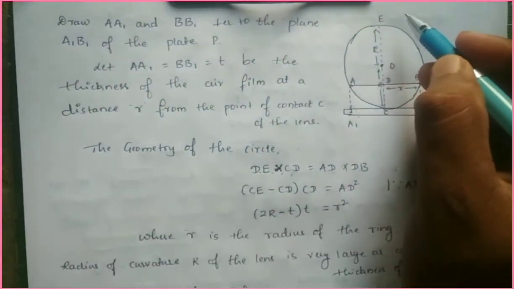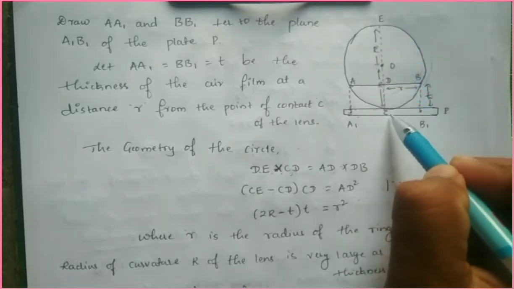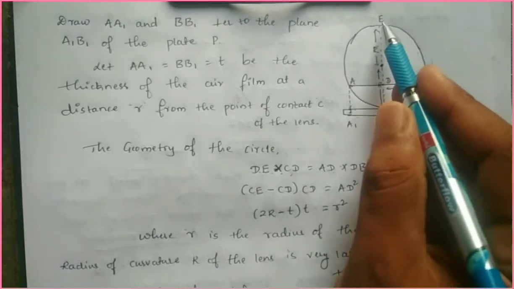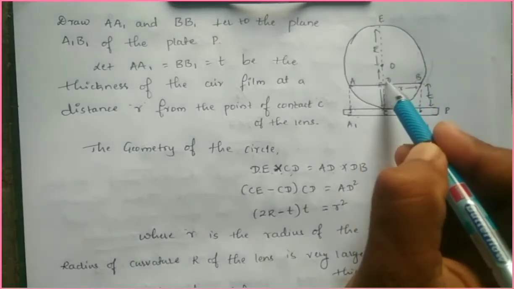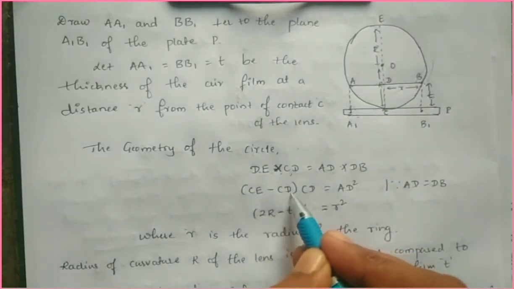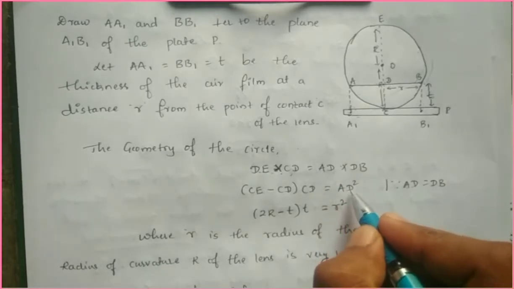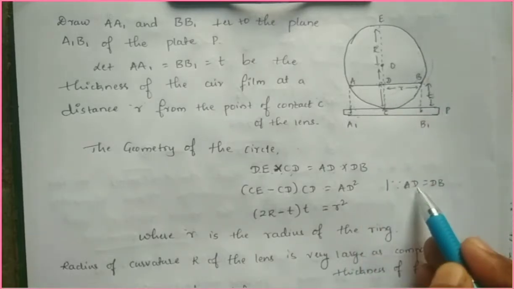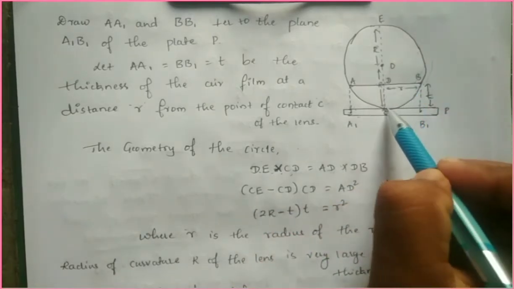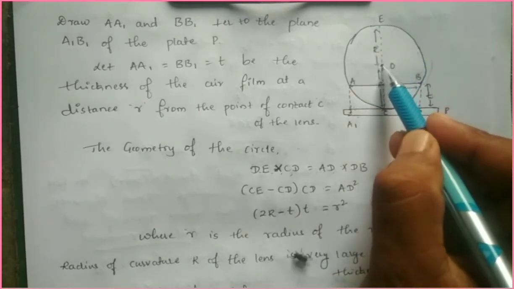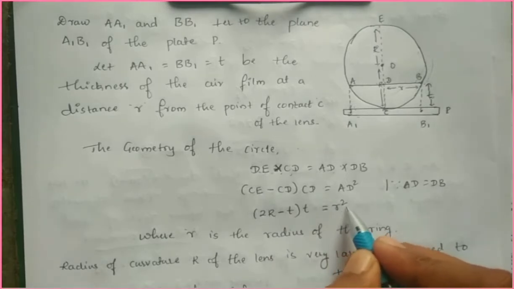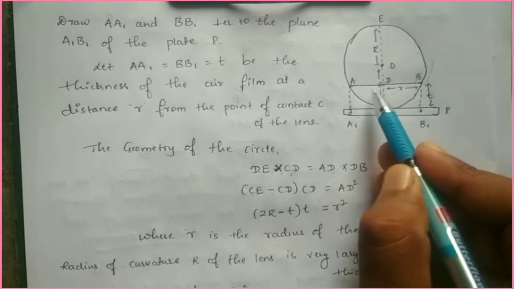DE is the total length EC minus DC, so we take (CE minus CD) into CD equals AD square. We take AD square because AD is equal to DB. CE is the total diameter, so half of it is R, and R plus R is 2R. So (2R minus T) into T, where CD is T, equals r square, that is AD into DB, r into r.